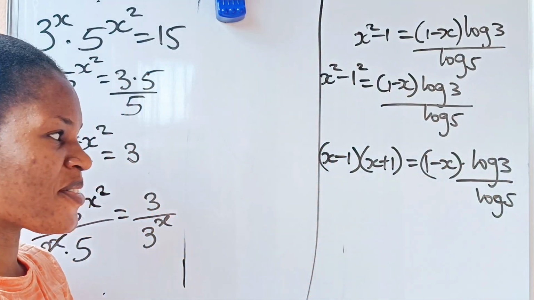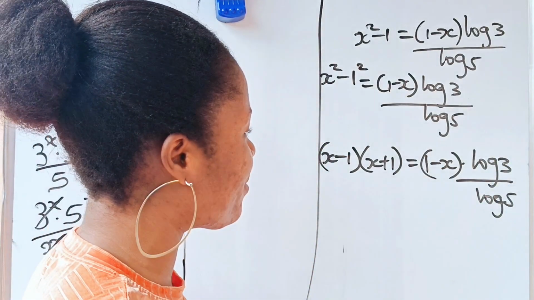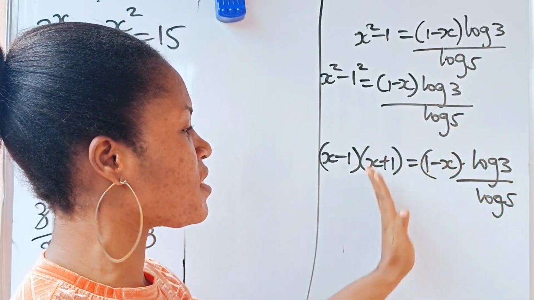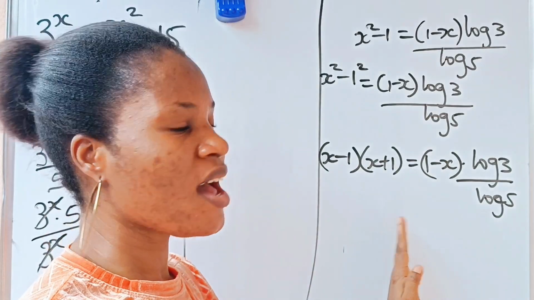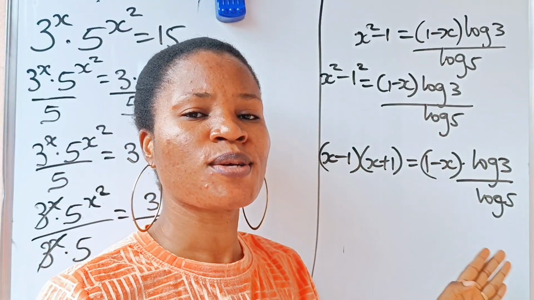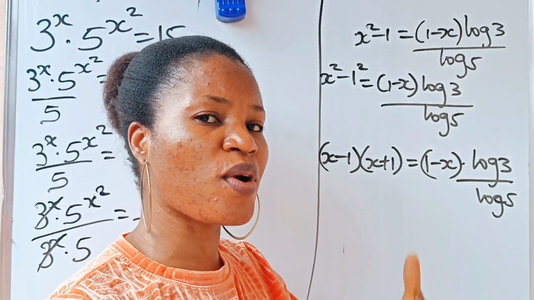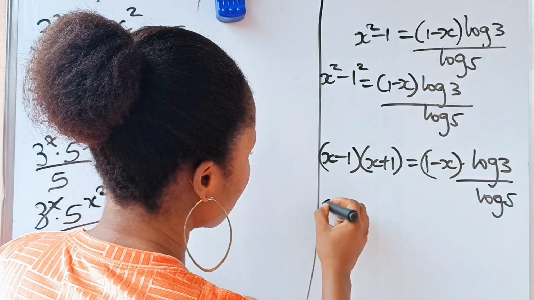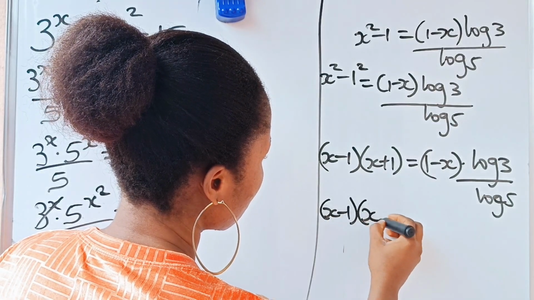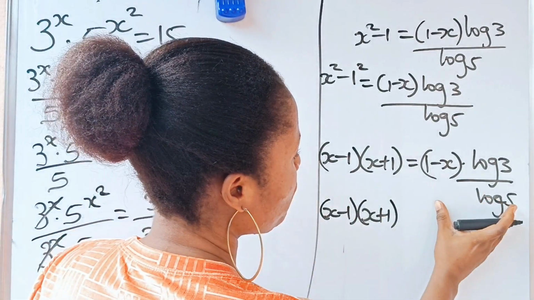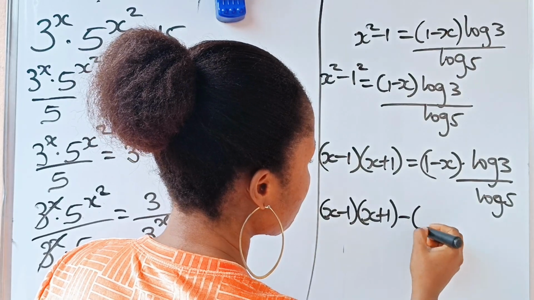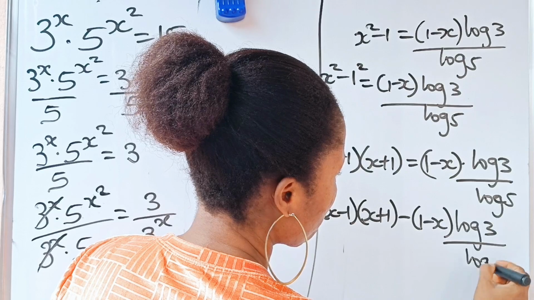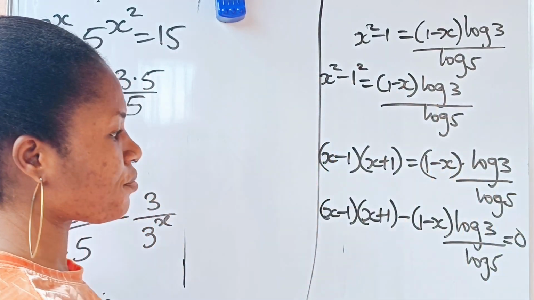Now something is about to happen. At this point, I think the best thing to do is to transfer everything to this side of the equation. Let's transfer everything and equate it to 0, so that we have two equations that we can equate to 0 to find our x. I think that is the only option. So we are going to have x minus 1 multiplied by x plus 1. Now if we transfer everything here, it's going to be minus 1 minus x log 3 over log 5 is equal to 0.